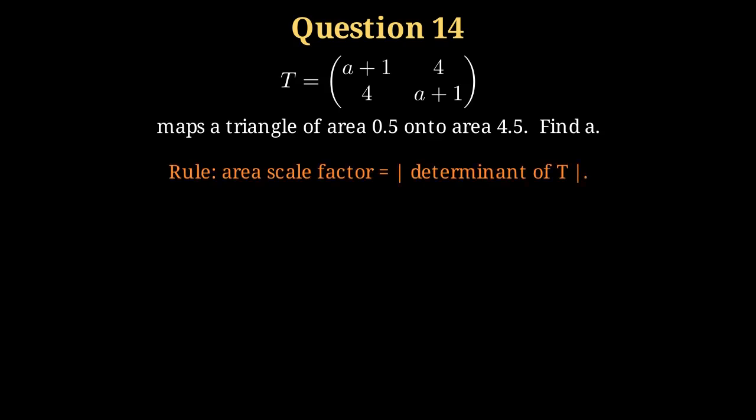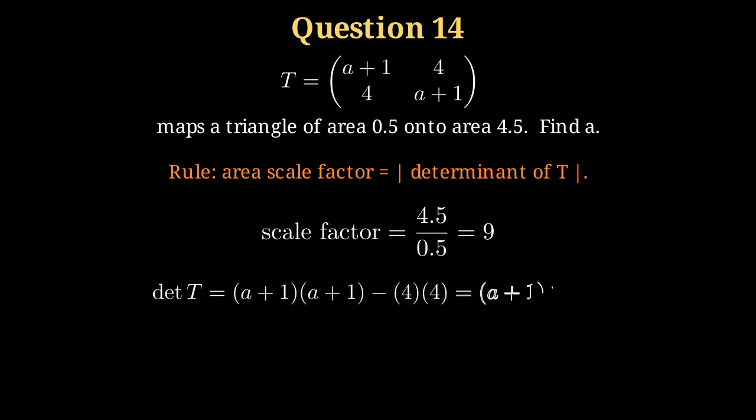When a matrix transforms a shape, the area is multiplied by the size of the determinant, so the area scale factor equals the absolute value of the determinant of T. The scale factor is the new area over the old area. 4.5 divided by 0.5 is 9. So the absolute value of the determinant is 9.